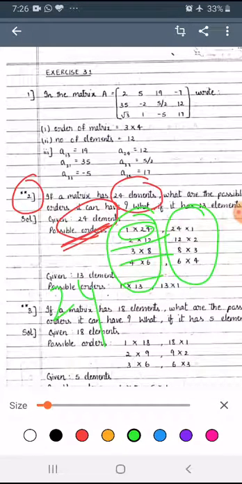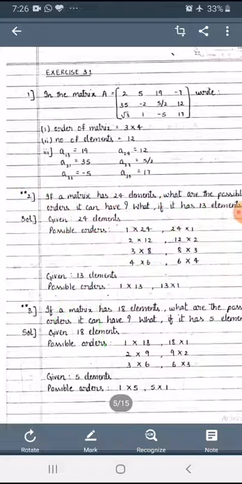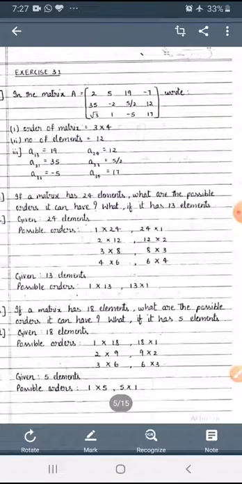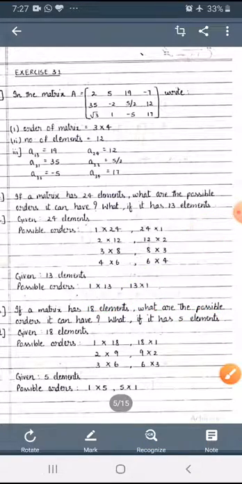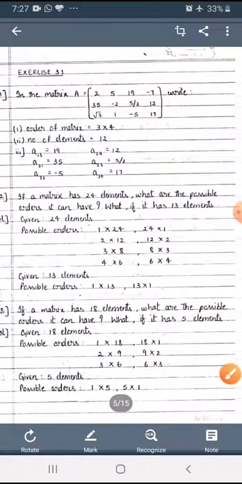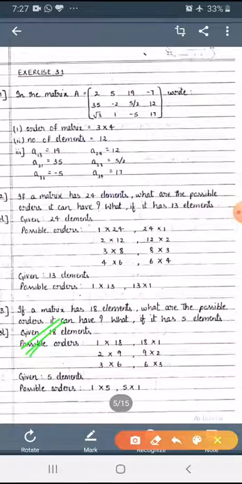Next is the reverse: 24 into 1, 12 into 2, 8 into 3, 6 into 4. So in total these are the orders of matrices consisting of 24 elements. Now the remaining one, 13, we also have to find. 13 is an odd number, and it is a prime number. So 1 into 13 and 13 into 1 only. So only 2 matrices are possible. Before, how many were there in total? Total 8 matrices. Now only 2 are possible. So this is important. The remaining third one is also the same, so you can solve it.